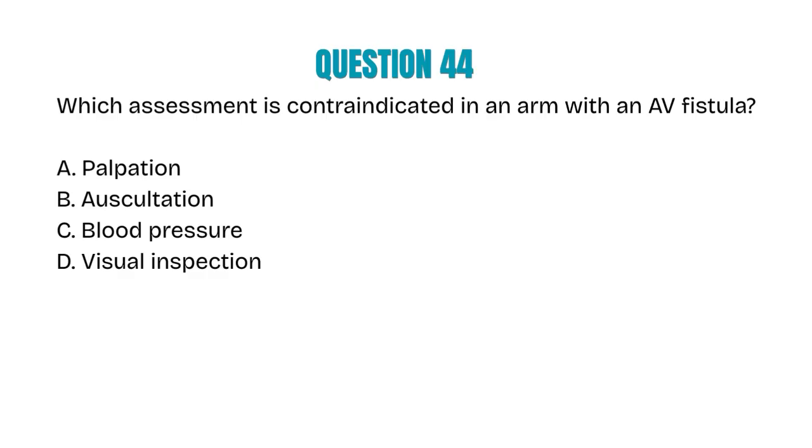Question 44. Which assessment is contraindicated in an arm with an AV fistula? A. Palpation. B. Auscultation. C. Blood pressure. D. Visual inspection.